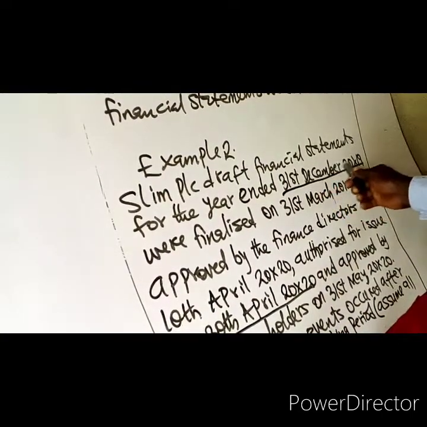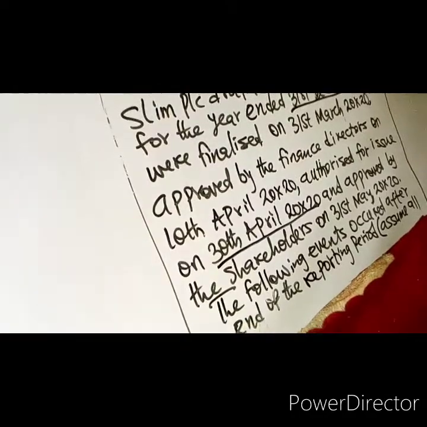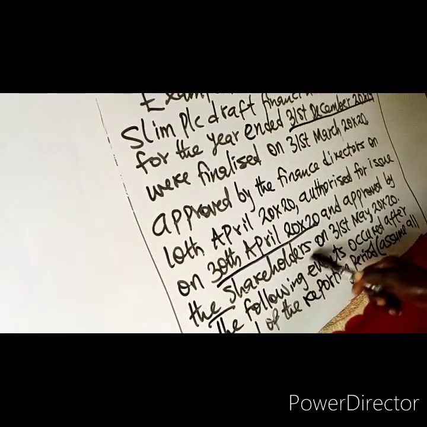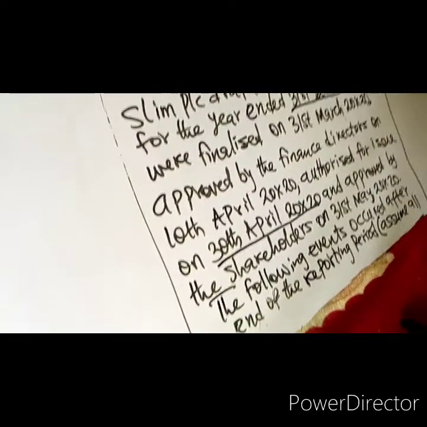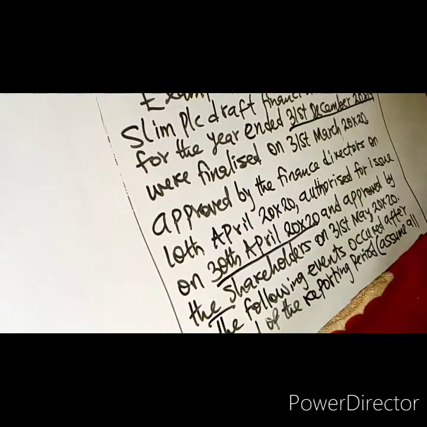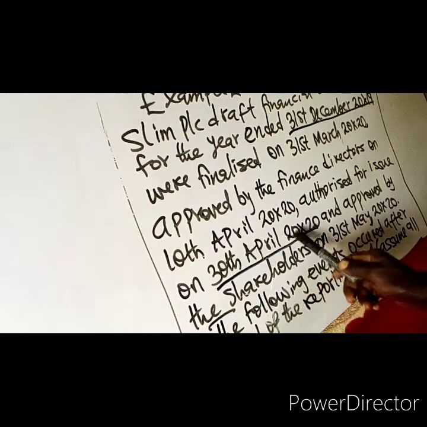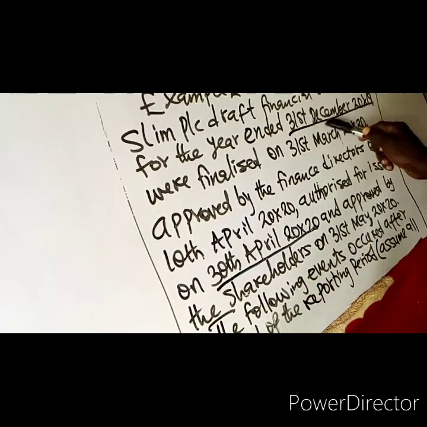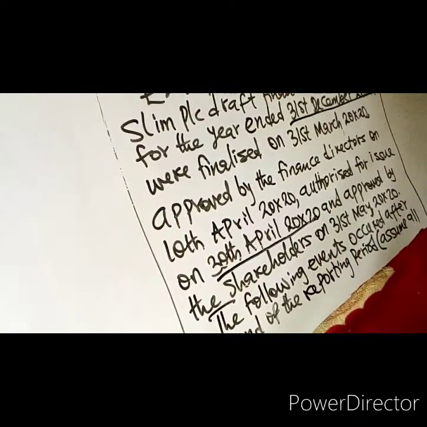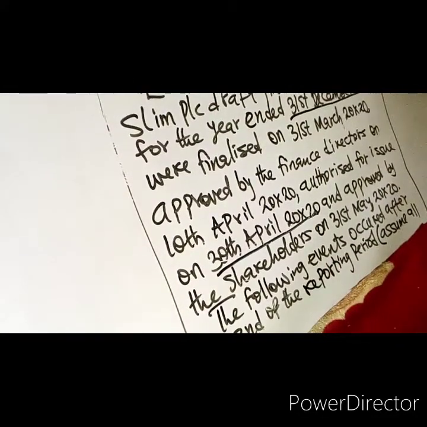The reporting date is 31st December 2019. I've told you that the date the financial statements are legally authorized for issuance is the authorization date, 30th April 2020. Approved by the shareholders on 31st May 2020. You don't need that. The following events occurred after the end of the reporting period. So the reporting date is December 31st, 2019, and the authorization date is 30th April 2020. That means any event that occurred from January 2020 to April 30, 2020 will be regarded as an event after the reporting period.